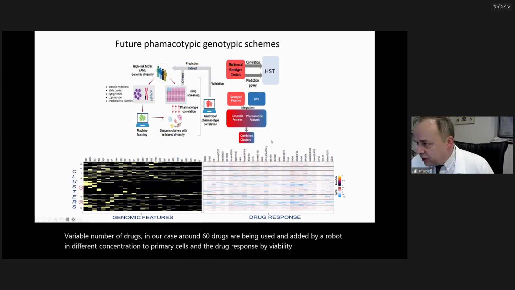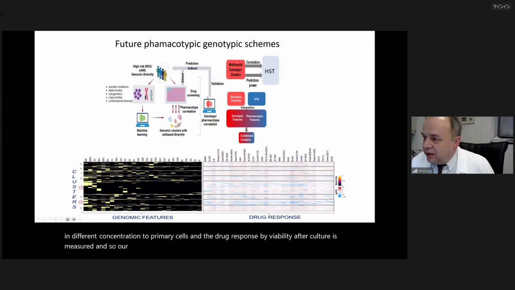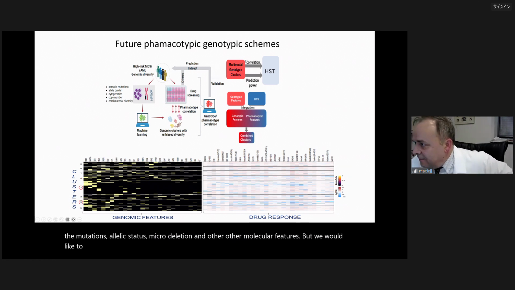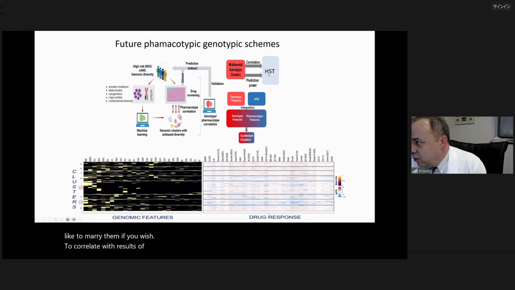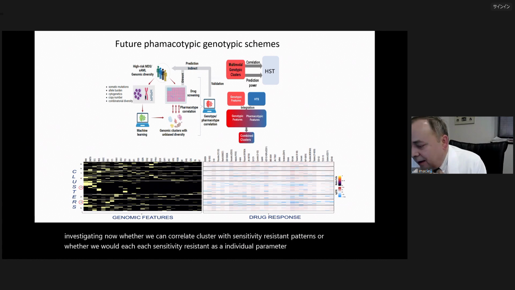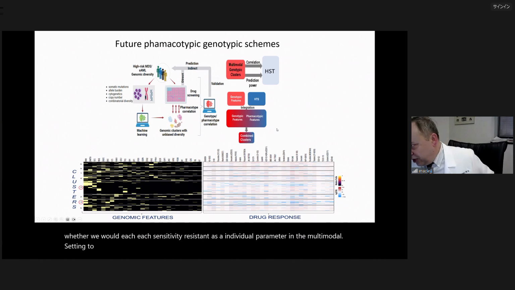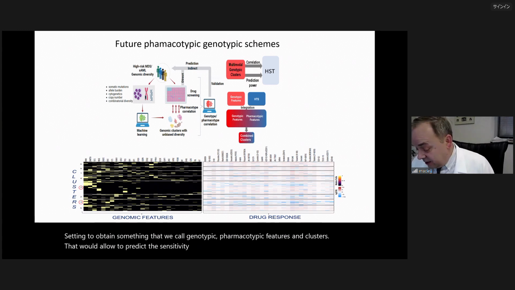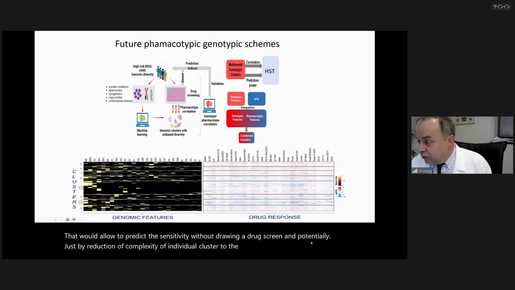And so our next stage of clustering will, of course, include different topography of the mutations, allelic status, microdeletions, and other molecular features, but we would like to marry them, if you wish, to correlate with results of the high throughput drug screen. And the question, which we are investigating now, is whether we can correlate clusters with sensitivity and resistance patterns, or whether we would treat sensitivity and resistance as an individual parameter in the multimodal setting to obtain something that we call genotypic pharmacotypic features and clusters that would allow us to predict the sensitivity without drawing a drug screen, and potentially just by reduction of complexity of individual clusters to the key features that hopefully will be molecular.